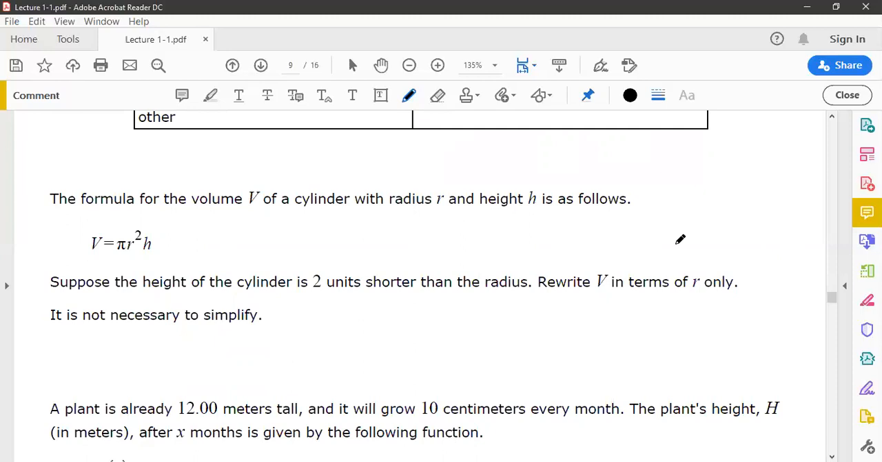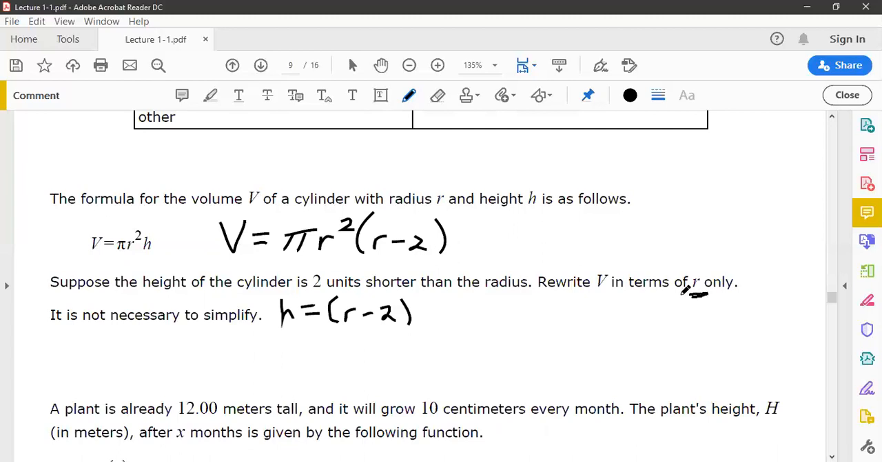So all we're going to do is write the relationship. First it says, suppose the height of the cylinder, so I'm going to write height equals 2 units shorter than the radius. So it'd be whatever the radius is minus 2. All they want us to do in this problem is substitute the r minus 2 in for h. So now we'd have volume equals pi r squared, and in place of h, we're going to write r minus 2. Now we've written volume in terms of r only. You don't see any other variable here.